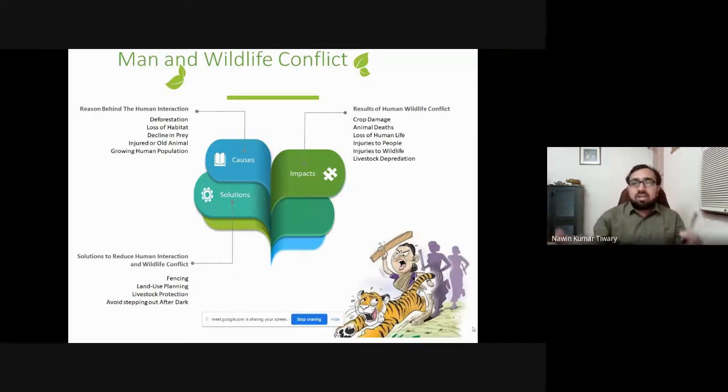What are the results of human wildlife conflict? Crop damage, animal deaths, loss of human life, injuries to people, injuries to wildlife, as we have just discussed. So what can we do to reduce this human and wildlife interaction? We can do fencing. It is not always useful, but in the case of human and elephant conflict, fencing is sometimes very useful in reducing the conflict. Then land use planning, and then livestock protection is one way in which we can deal with that. We put some protective barrier around our livestock in villages, and that can prevent it.